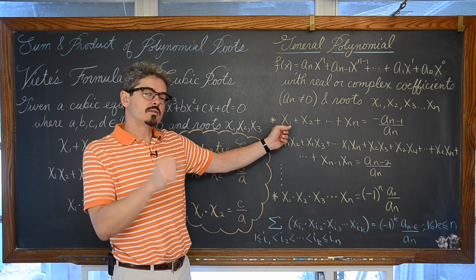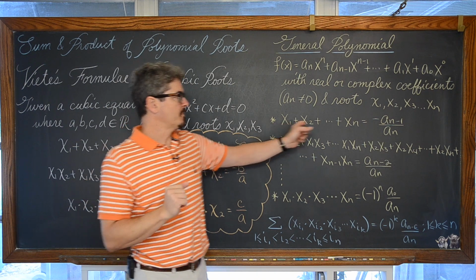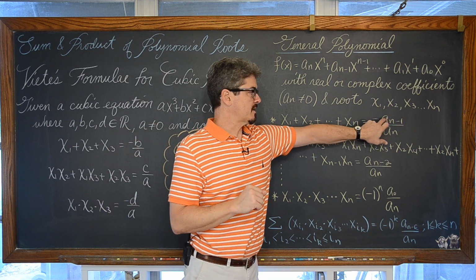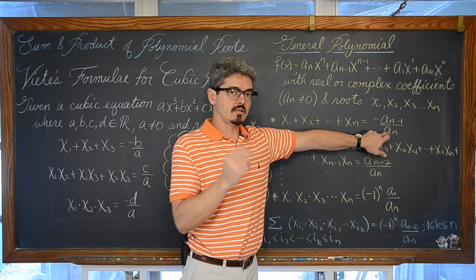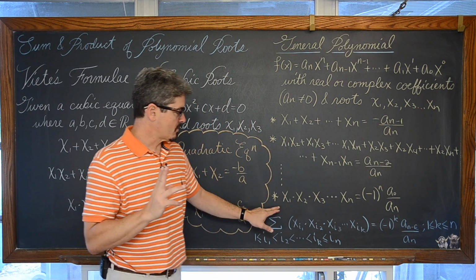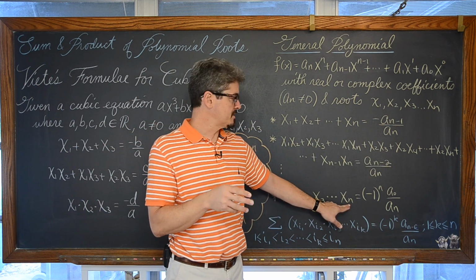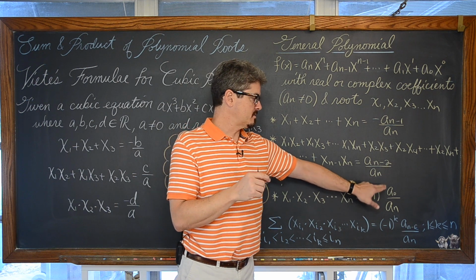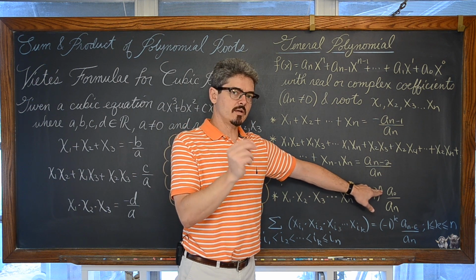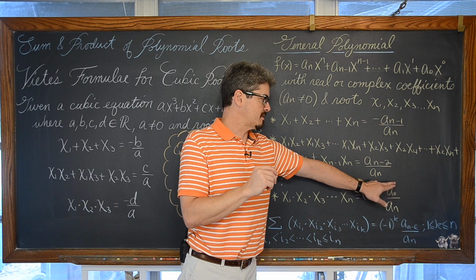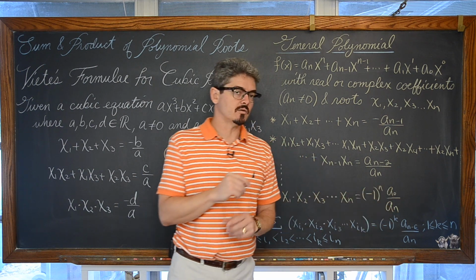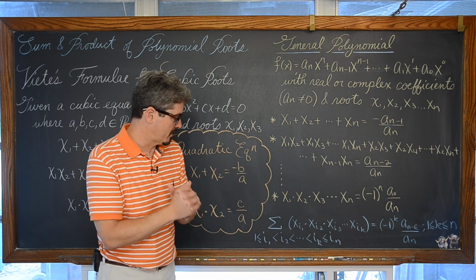So a straight sum of our roots is the opposite of the second coefficient divided by the leading coefficient, and a straight product of all of our roots is going to be negative 1 to the nth power, that's the degree of your polynomial, times the constant divided by the leading coefficient. And then there's just like this combination of what's going on in the middle.